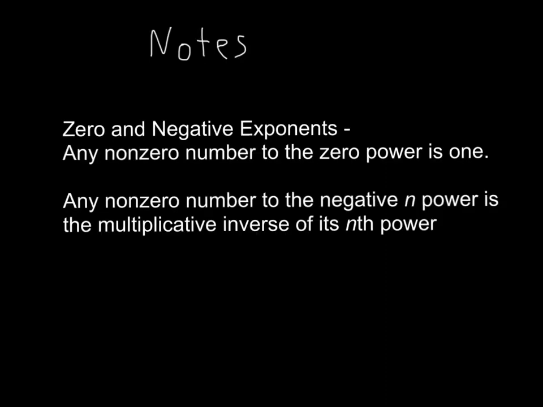Alright, go ahead and put these in your notes right away. Our zero and negative exponents. Any non-zero number to the zero power is 1, and any non-zero number to the negative nth power is the multiplicative inverse of its nth power. Yeah, that's really confusing. Let's go ahead and take the next couple minutes to make sense of that.